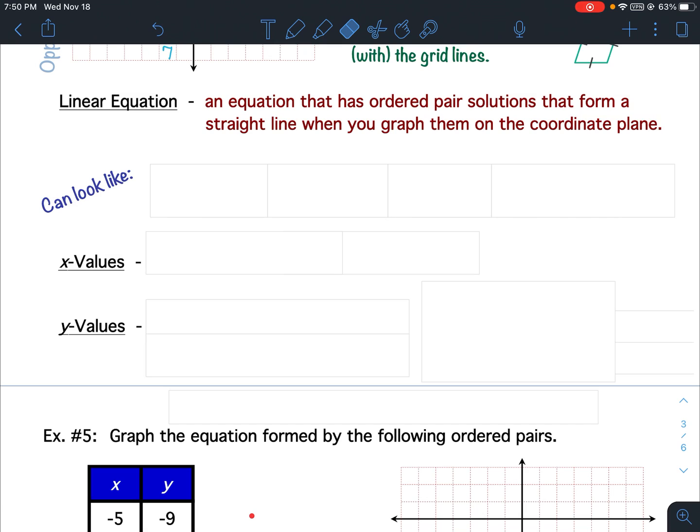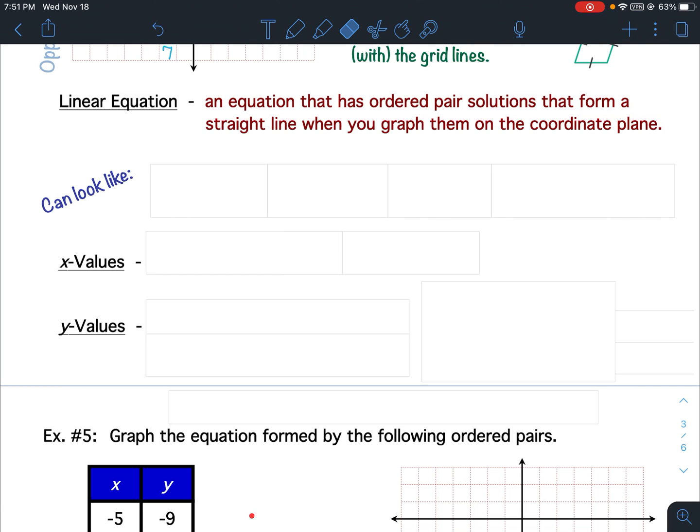If you look at the word linear, it has the word line in it. Now, a lot of people say straight line. Well, straight line is actually redundant because if it is a line, it is straight. By definition, lines are straight. They don't curve. So, when you have a linear equation and you graph it, you get a straight line on the graph. And it has ordered pair solutions.